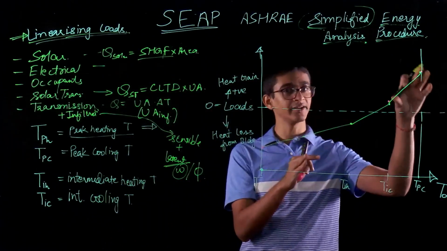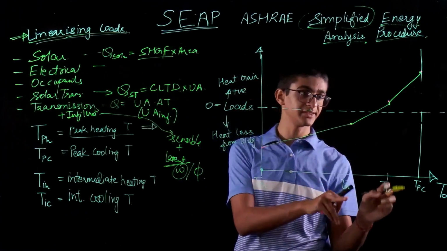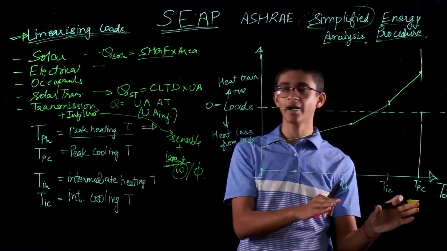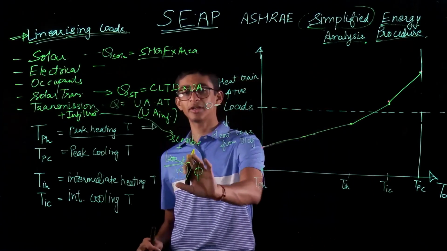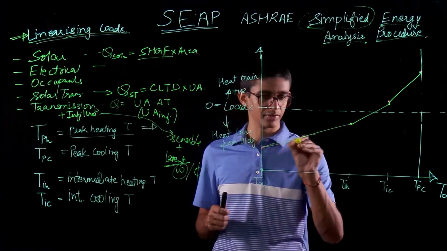So this is a higher increase. This increase is lower in the temperature, but this increase is higher in the temperature. At the higher outside temperature, the humidity loads or the latent loads are very high. So this is the transmission load which we have.